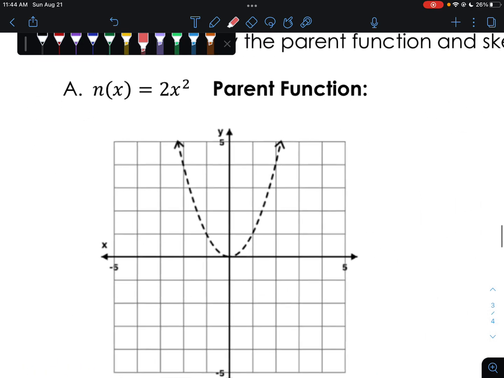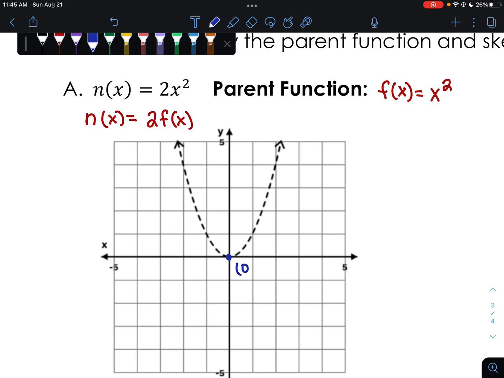Looking at our first example, we have n of x equals 2x squared. We know the parent function of this is x squared, the quadratic function. So we also know that n of x can be written as 2 times f of x, since we made that connection to the parent function. What that means for us in this problem is that every single y value is going to be multiplied by 2 from the parent function.